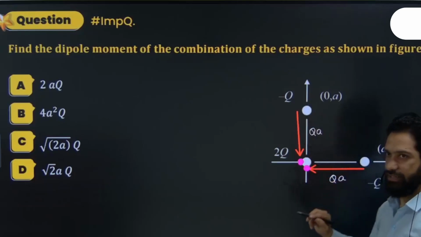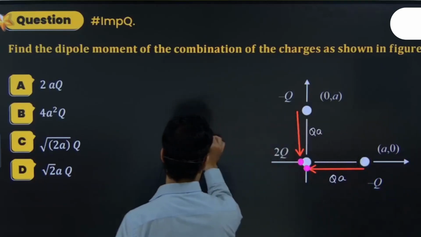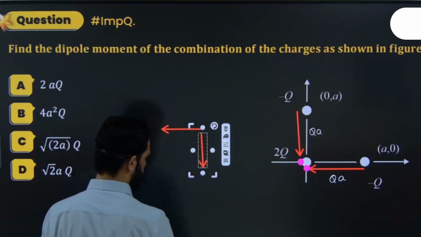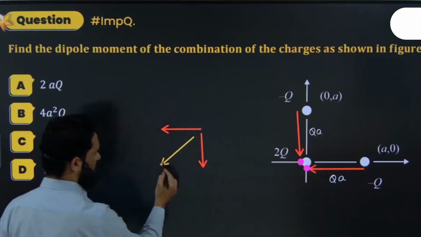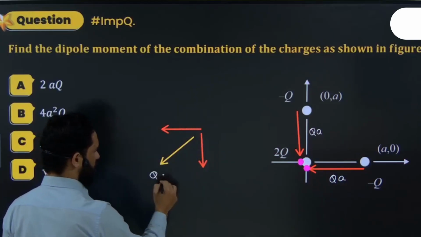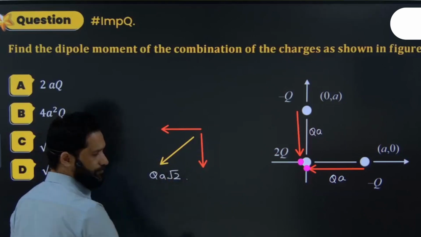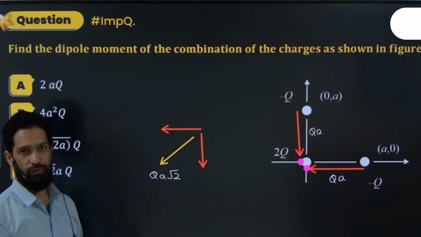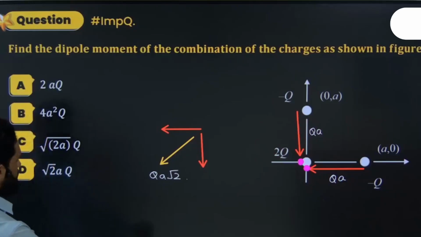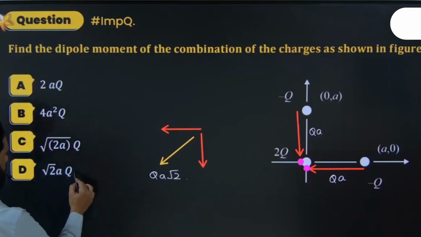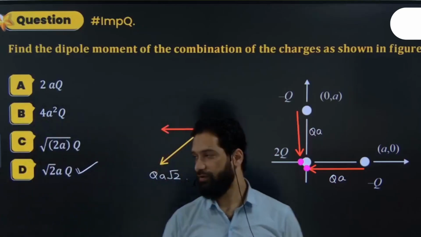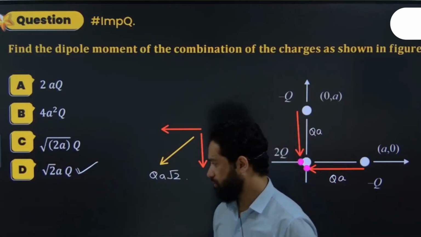So you have two vectors perpendicular to each other. One is left, one is downwards, negative x-axis, negative y-axis. So the result of these two is one of the values times root 2, because they are equal. This is by the vector result. So our answer is qa root 2, that is, root 2 times a into q.